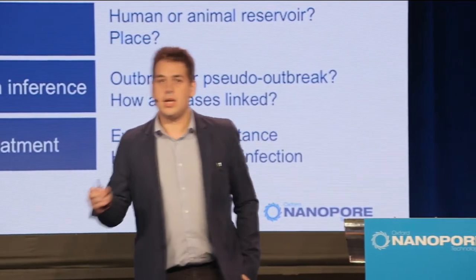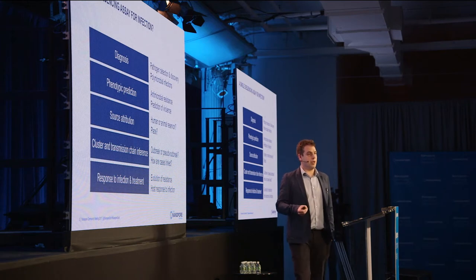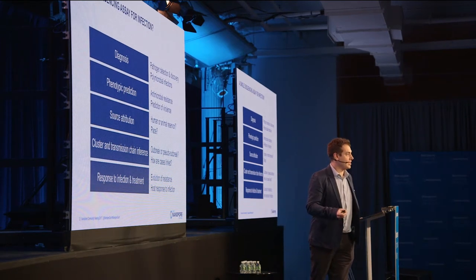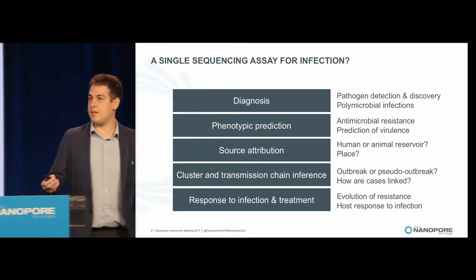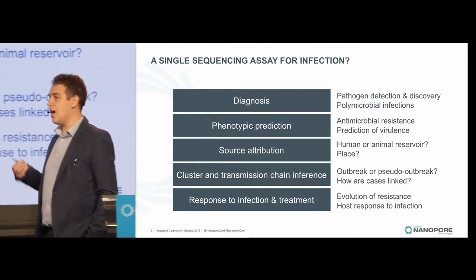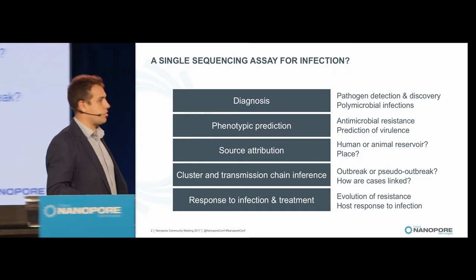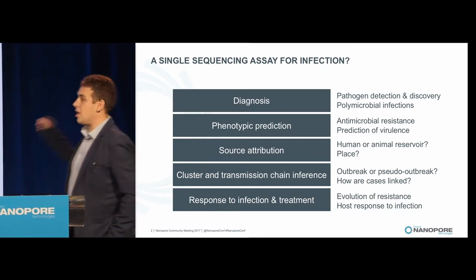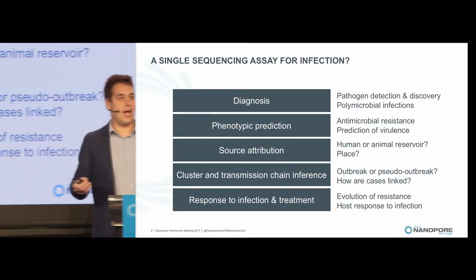And the idea here is, can we replace a whole bunch of traditional assays in clinical microbiology and in diagnostics and in epidemiology and public health with a single assay, sequencing? And is that going to have a profound effect on our ability to diagnose infectious diseases and track their spread? I obviously believe that it will, and in support of that, some of the information we can get from genome sequences is listed here.